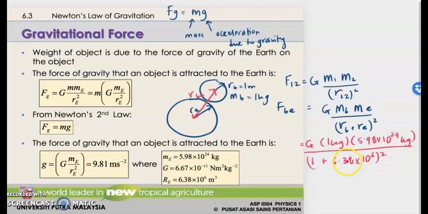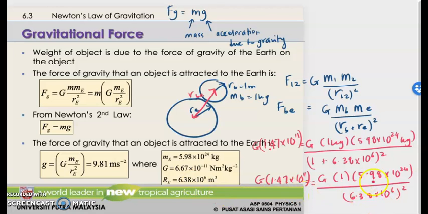Now my question to you, would this equation be equal if I were to neglect the radius of the ball? Okay, so let's see. If I were to neglect the radius of the ball, this becomes 5.98 times 10 to the 24 over 6.38 times 10 to the 6, squared. Let's see what the answer is. Let me use my calculator really quickly. Okay, so I calculated the values for this.